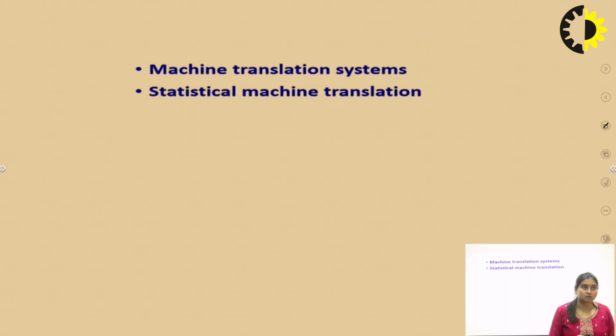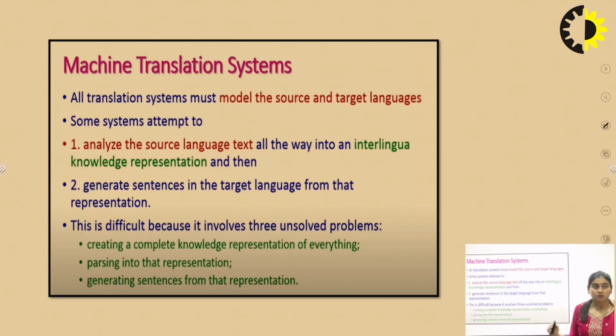Next, again, there are two systems. First is the MT system and second is statistical machine translation. Now the first is the machine translation system. All translation systems must model the source and the target language. The target language is the one into which I or anyone wants to convert the language. Some systems attempt to analyze the source language text all the way into an interlingual knowledge representation, and then generate the sentences in the target language from that representation. So these are the steps in MT systems. Firstly, one has to analyze the source language text all the way, and secondly, generate the text in the target language.